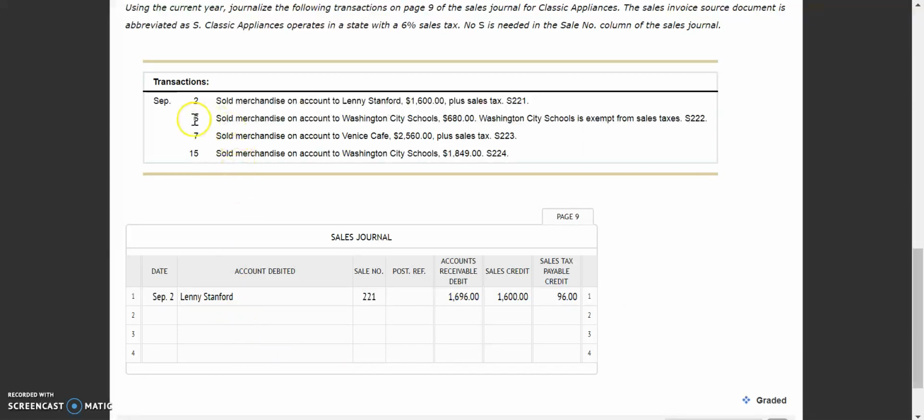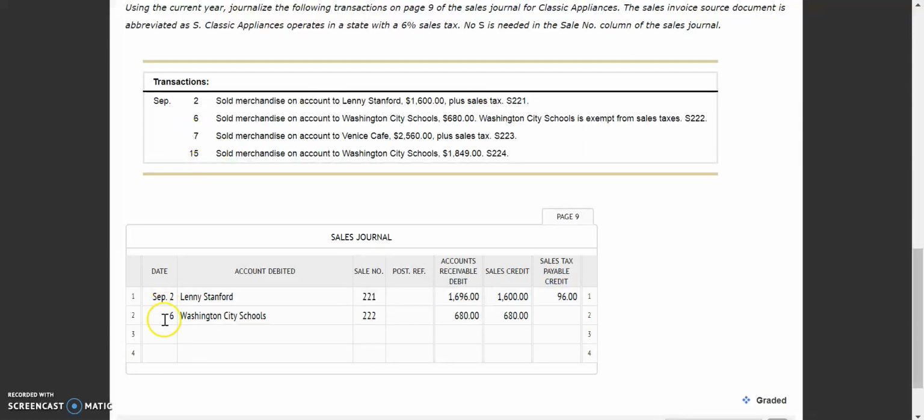All right, let's go down here, and it says on September 6th, we sold merchandise on account to Washington City Schools, $680. Washington City Schools is exempt from sales taxes. So we come down here, we just need to put the 6, and we put Washington City Schools, 222 is our sales number. And again, because they're tax exempt, the amount that they make for their sale, which is $680, is going to be the same amount that they owe us for their accounts receivable since there is no sales tax.